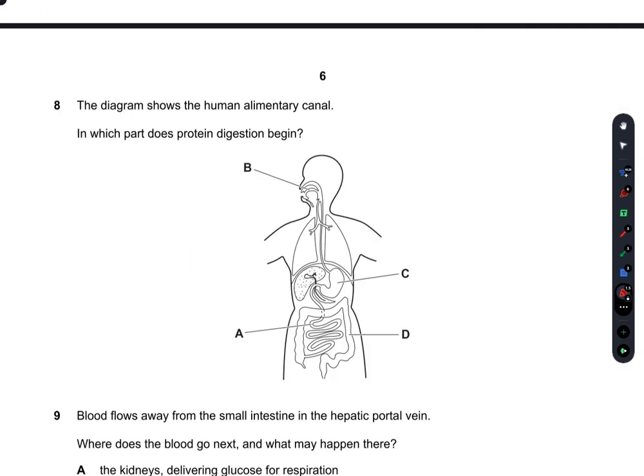The diagram shows the human alimentary canal. In which part does protein digestion begin? So in the mouth, no. In the stomach, yes, meaning C is the right answer. D is the large intestine, A is the small intestine.